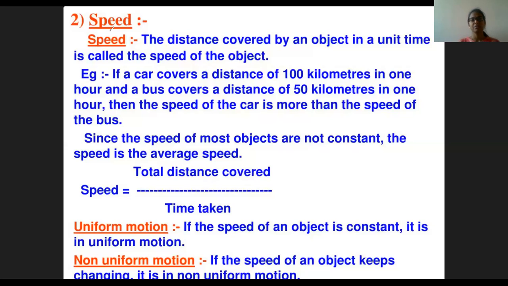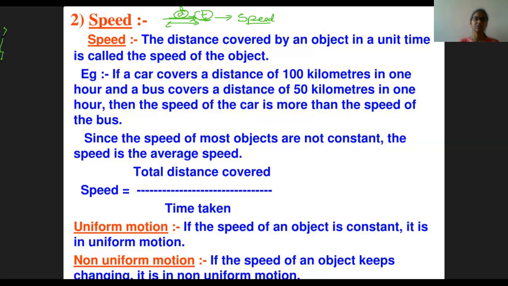See, any object that is moving covers some distance in some time. That means it is covering some distance in a given time. So the combination of distance and time is what we define in physics as speed. Clear, children? If an object takes more time, we can say it has less speed. If an object covers more distance in a given time, it has more speed. Right, children? I think you have experienced that.